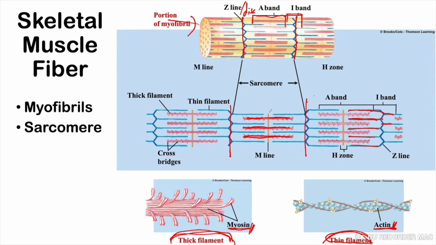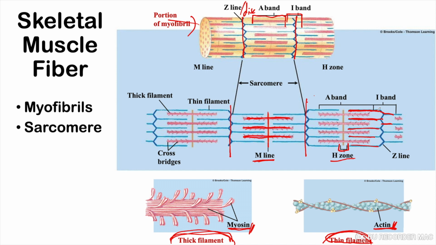And in that sarcomere, there is this thing that we call the M line. So your M line extends vertically downward in the middle of your A band. Aside from the M line, we also have what we call the H zone. The H zone is the lighter area in the middle of the A band where thin filaments do not reach. So your thin filaments here do not reach the H zone. You will see later that your H zone disappears when your muscle is at full contraction.